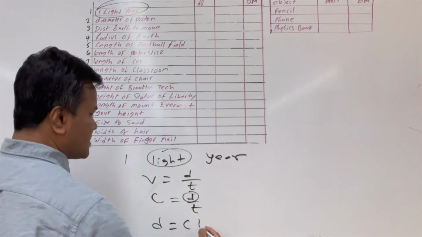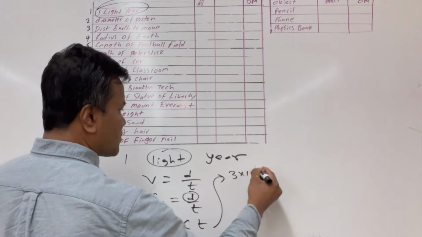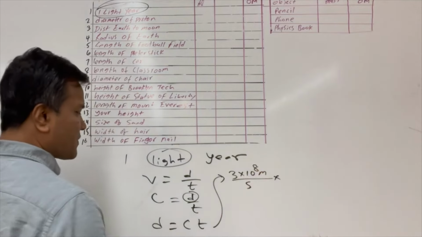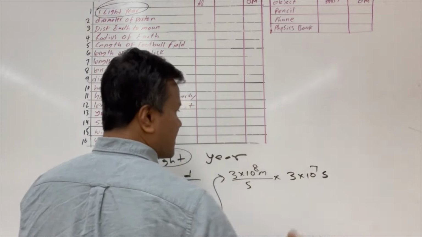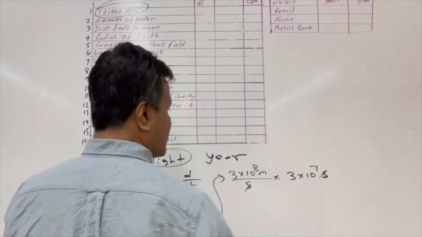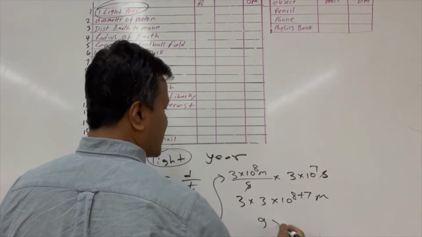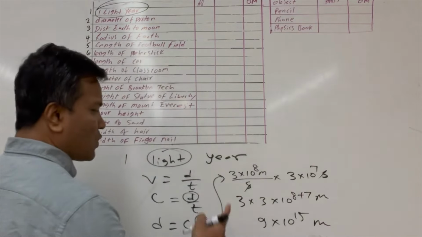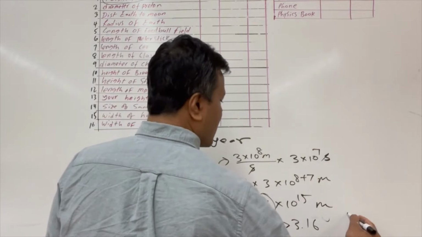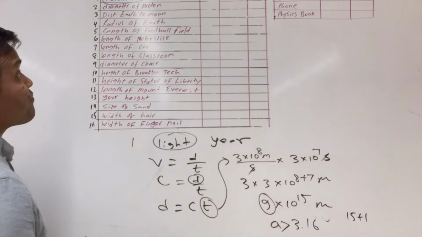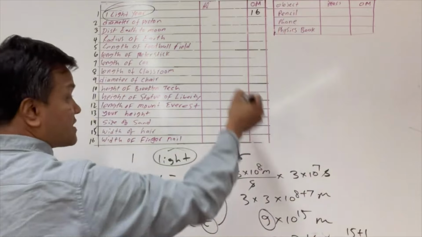So distance is ct. From your reference table you already know c is 3 times 10 raised to 8 meter per second, and t is 3 times 10 raised to 7 second a year. So seconds cancel. 3 times 3 times 10 raised to 8 plus 7 meter. So 9 times 10 raised to 15 meter. So this is A, which is greater than 3.16. So then 15 plus 1, so the order of magnitude is 16, and the scientific notation would be 9 times 10 raised to 15.